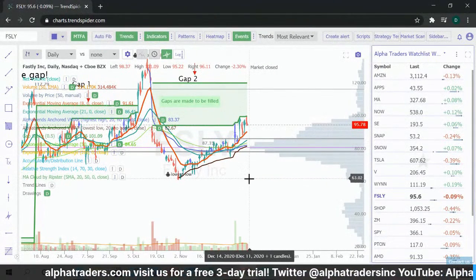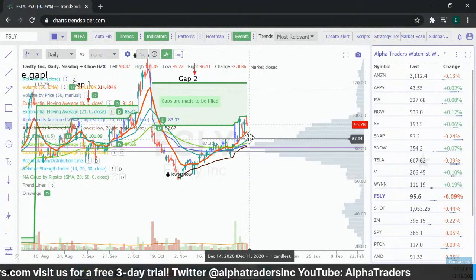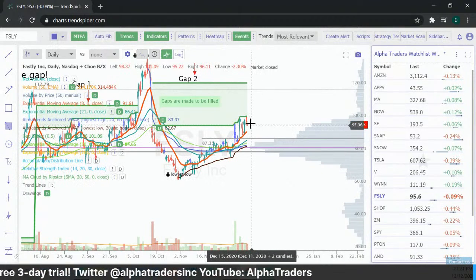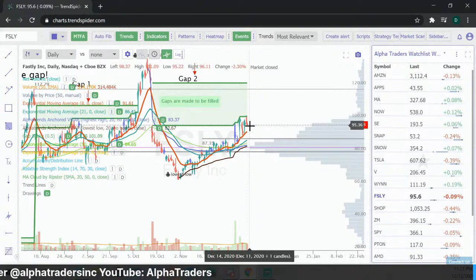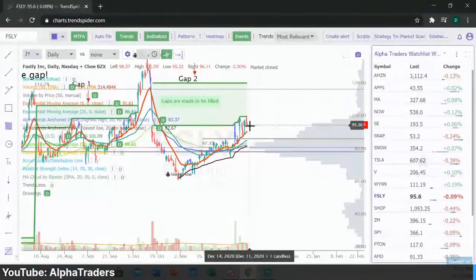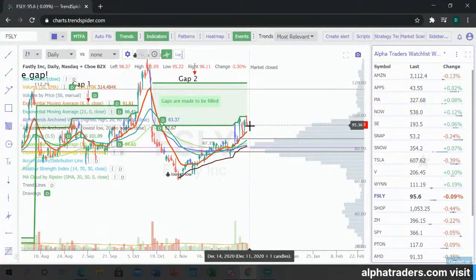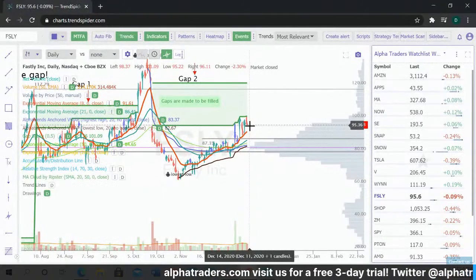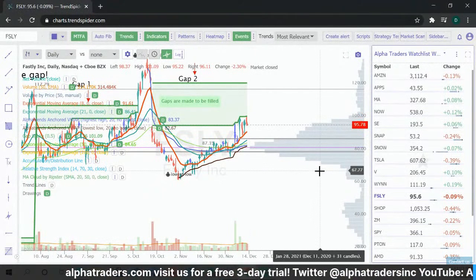Well, I did that. I wouldn't be surprised if Fastly, there are rumors that they're going to get bought out and merge with someone else. If that's the case, this thing's going to rocket. It'll fill that gap easy, and everybody will be making a lot of money and be very, very happy.